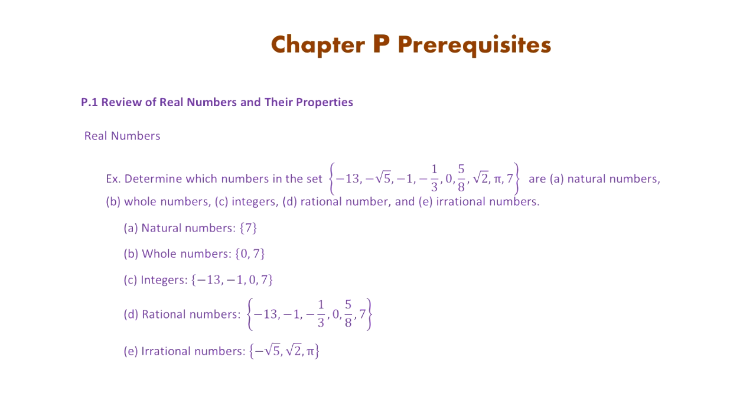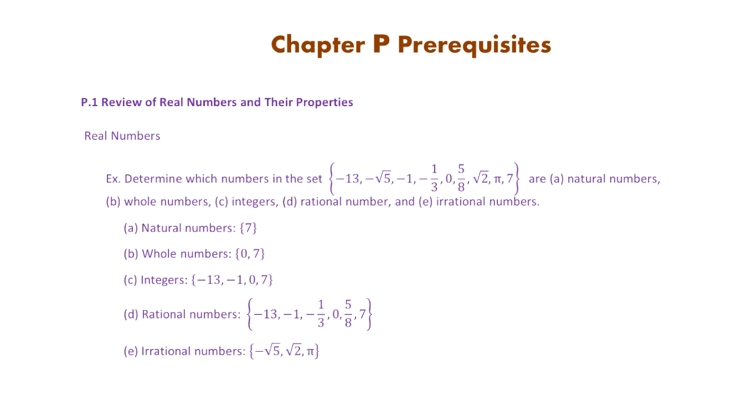So chapter P, prerequisites. The first section of chapter P is review of real numbers and their properties. Everybody knows what the real numbers are, but make sure you know the difference between different terms and definitions of different sets. You can divide real numbers into different categories. Any questions? So let's look at one example.